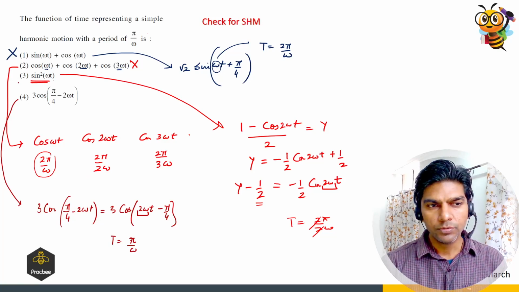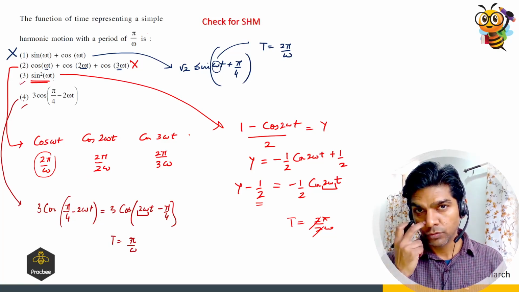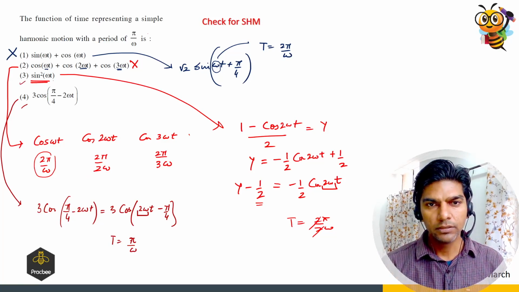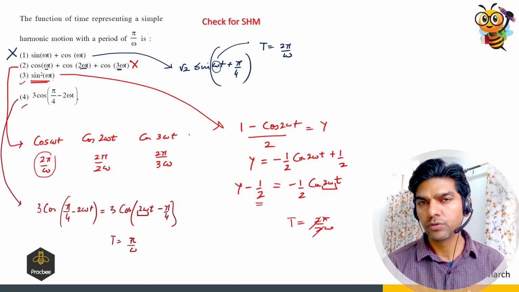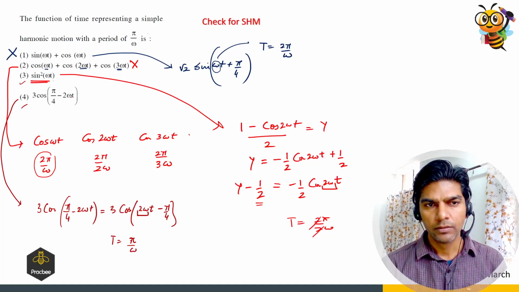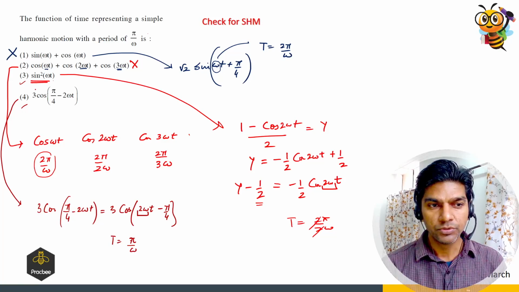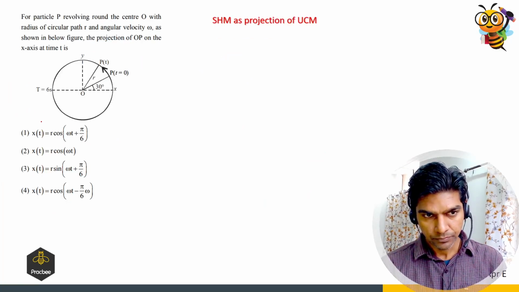Right, so options 3 and 4 should be correct, but as per the NTA they have given option 4 as the answer, which is incorrect, right? Options 3 and 4 should be the answer.